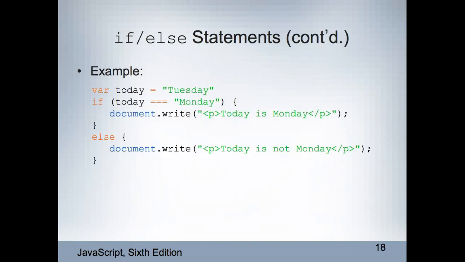Here's an example of an if-else statement in JavaScript. Line 1 declares a variable named today and initializes its value to the string literal Tuesday. Then, line 2 uses an if statement to test whether the value of the variable today is equal to Monday. If it is, we'll use the document.write method to print today is Monday. But if it's not, we'll use the document.write method to print today is not Monday. As you probably guessed, the result of running this example code is that today is not Monday will print in the browser, because the value of the variable today is something other than Monday.